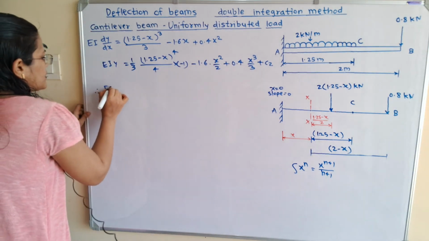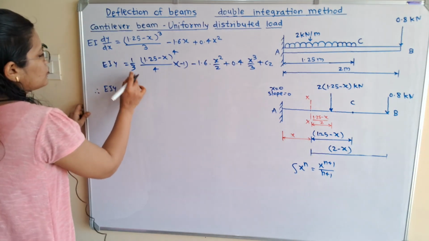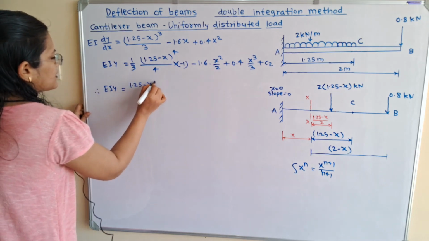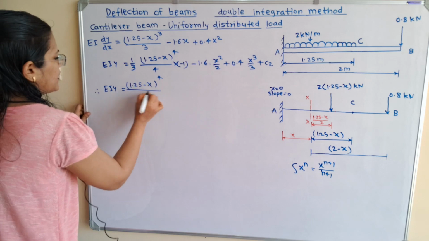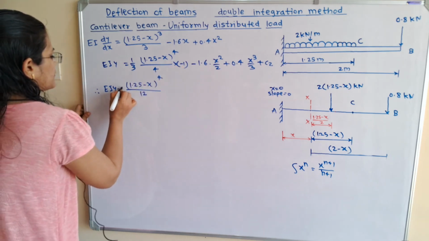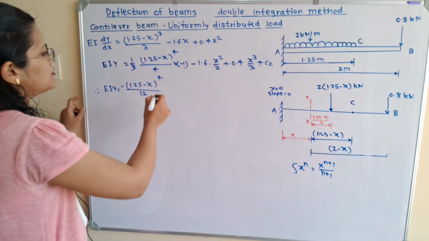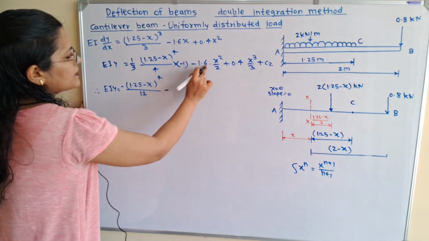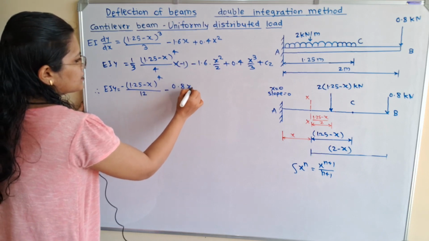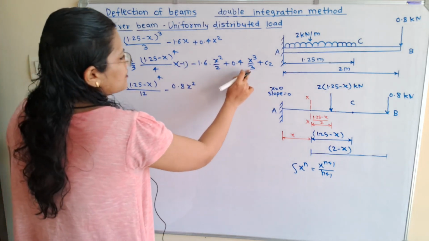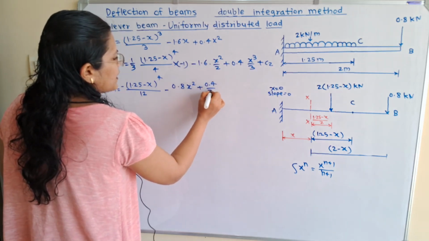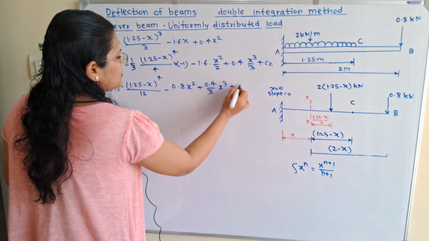Therefore EI y is equal to, so we will write here 1.25 minus x raised to 4 divided by 12. So here is the minus sign because we have to multiply here with minus 1. So minus, now 1.6 by 2, that is 0.8 x square. Then here plus 0.4 by 3 x cube plus C2.